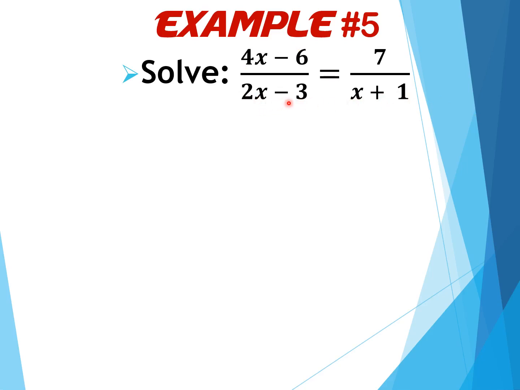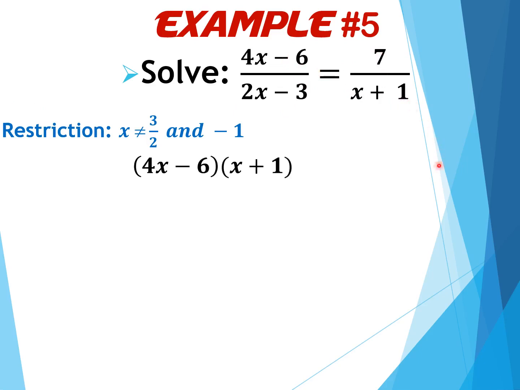So here we have 2x minus 3 equate to 0. That will give you 3 halves. And here, that will give you negative 1. So that will be our restrictions. And then again, as I've said earlier, we can do cross multiplication here. So we'll have 4x minus 6 is equal to 7 times the quantity 2x minus 3.